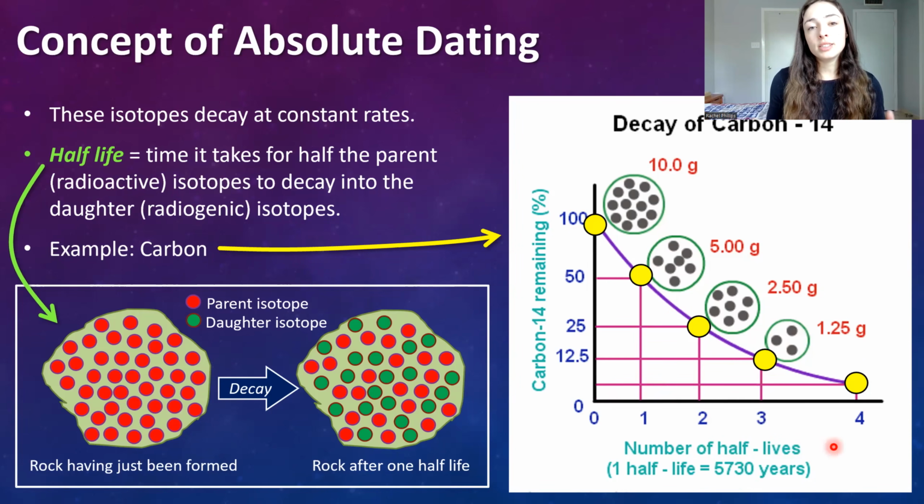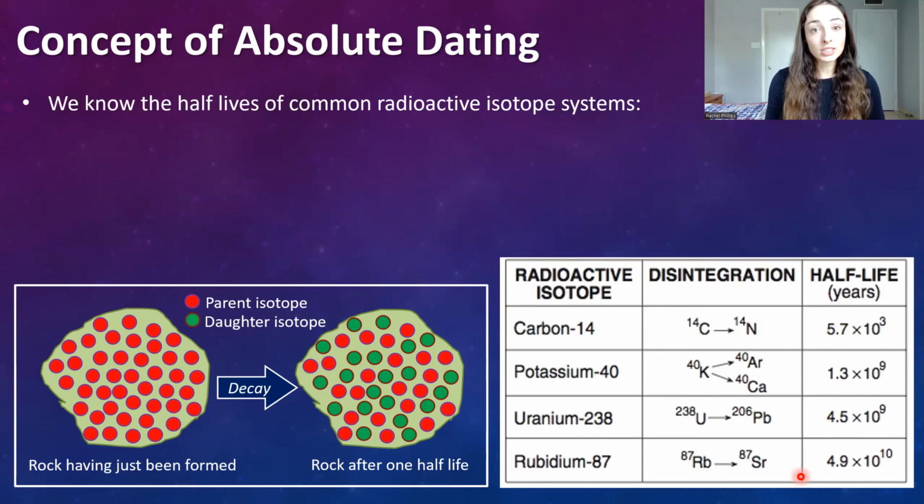And the reason that we can use the number of half-lives that have gone by to calculate the number of years that have gone by is because we know the amount of years in the half-life for that particular isotope decay system. For example, for carbon-14, its half-life is 5,730 years. But as you'll see in this slide, that is relatively short compared to other isotope systems. For example, other common radioactive isotope systems that we use for geochronology or for dating rocks include potassium-argon dating, uranium-lead dating, and rubidium-strontium dating, and these half-lives are in the billion-year range.